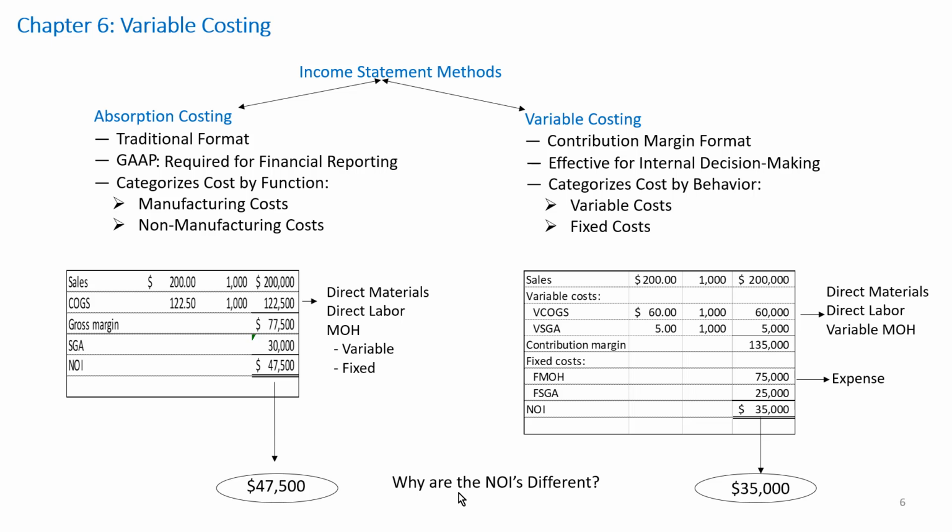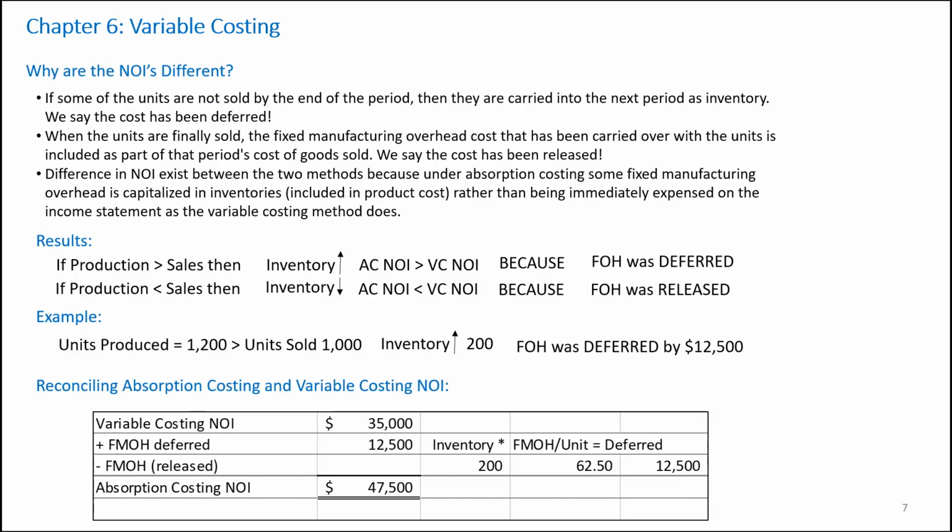Wow, the same data was used, but we got two different answers. The absorption costing NOI was $47,500, while the variable costing NOI is $35,000. Where did the $12,500 go? Well, the answer is it's all about fixed manufacturing overhead cost. The differences result of the cost treatment of fixed manufacturing overhead and the changing levels of inventory.